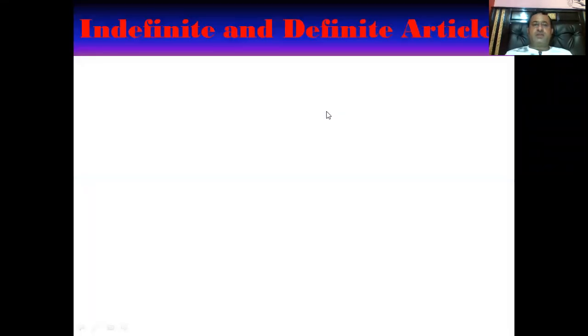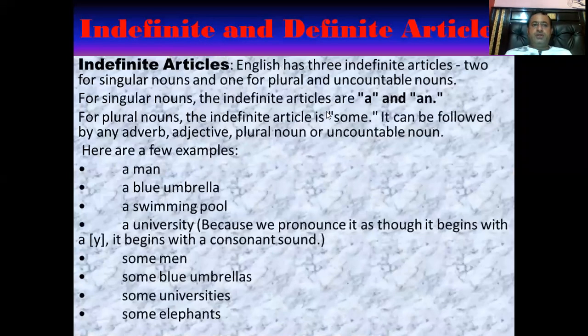So let us discuss indefinite and definite articles. So the very first is the indefinite article. Now the English language has 3 indefinite articles: 2 for singular nouns and 1 for plural and uncountable nouns. For singular nouns, the indefinite articles are a and an. And for plural nouns, the indefinite article is some. It can be followed by any adverb, adjective, plural noun, or uncountable noun. Now, some examples: a man, a blue umbrella, a swimming pool, a university.